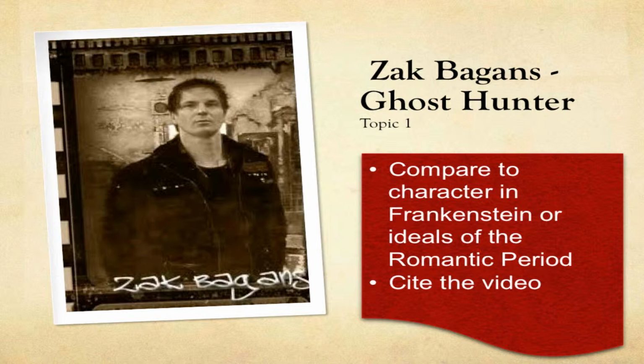Or you can compare Zak Bagans to the ideals of the Romantic Period. Does he align? If he was alive in the 1800s, would he be considered a romantic author or someone of that time? Or is he the opposite? Does he stand against everything the Romantic Period stood for? That's up to you to decide. And for example, for the citations, you'll do one from the novel, and your other citation will be the episode that you watched. That would be your 2 citations. Does that make sense? Because you're synthesizing, I have to see the things that you're putting together. Okay, so that's that one.